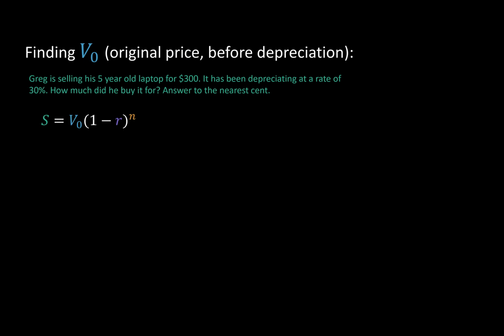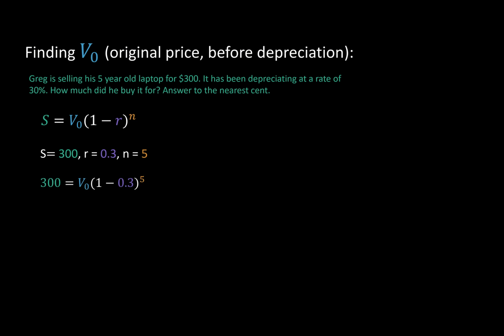So it's very important that we realize what all of our variables are in this case. Again, it's always good to write the formula. It's going to help you remember it. So we start with that: S equals V0 (1 minus R) to the N. In this case, S equals 300. That's our salvage value, how much we're selling it for, so that's $300. The rate is 30%, so we write that as 0.3. And it's a 5-year-old laptop, so we have N equals 5. That's how long it's been depreciating for.